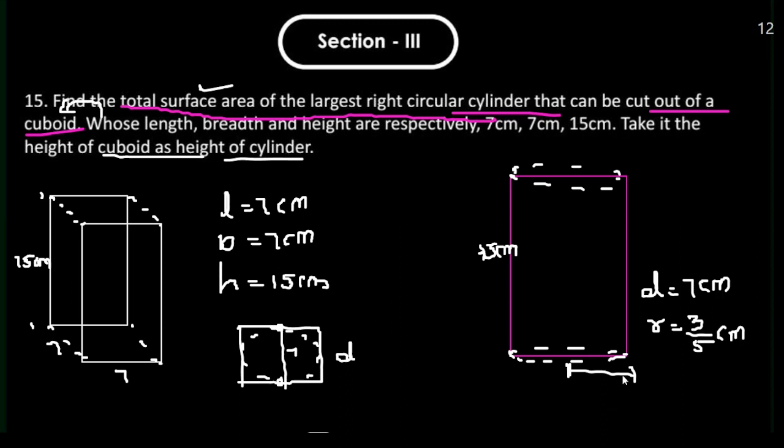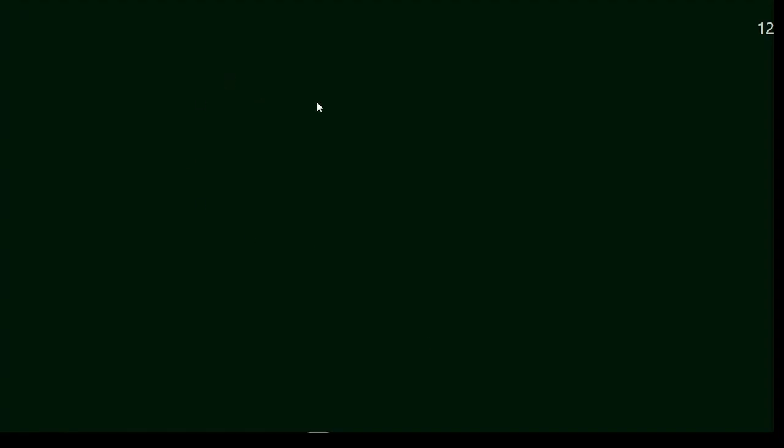Now we have got the measurements of the cylinder. The height is 15 centimeters and the radius is 3.5 centimeters. Now we need to find the total surface area. So let's find it. What is the formula to find the total surface area of a cylinder? It is nothing but the total surface area.